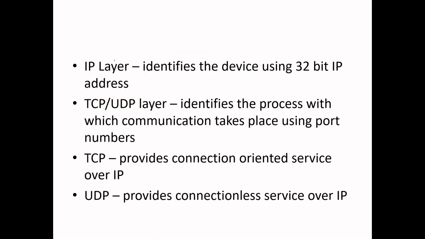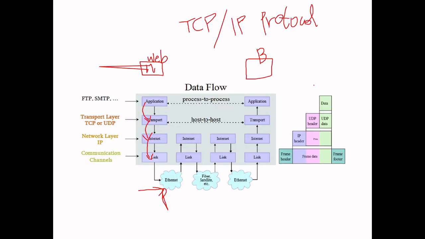Okay, what is the IP layer? It identifies a device using a 32-bit IP address. Now, this 32-bit IP address is actually a logical address, which we need to understand. The actual physical address is a 48-bit address called, I don't know whether you're familiar with it, a MAC address.